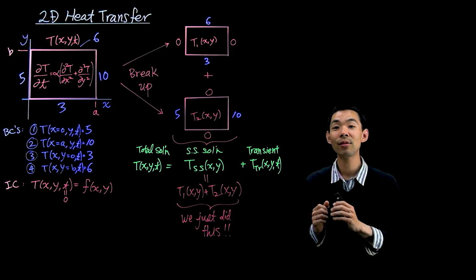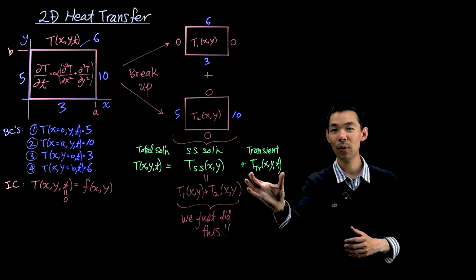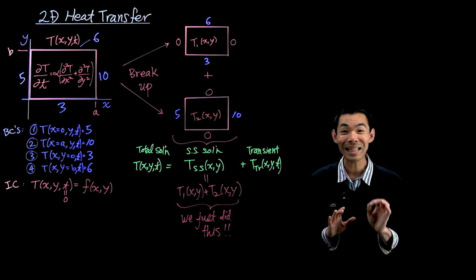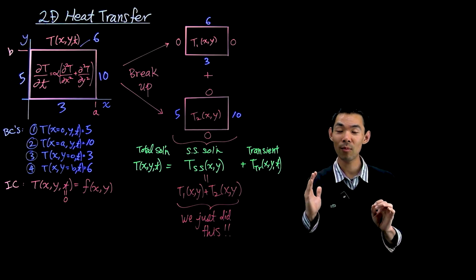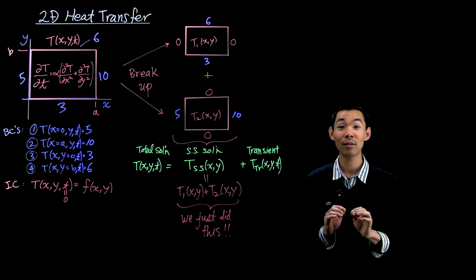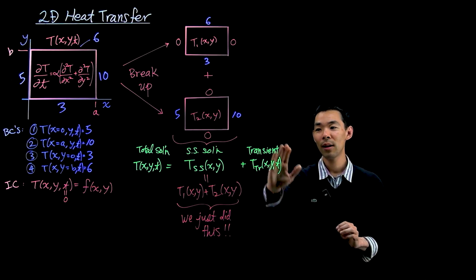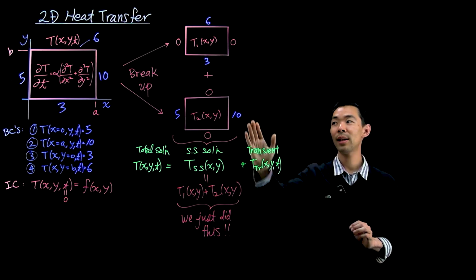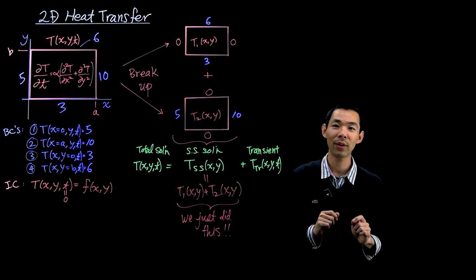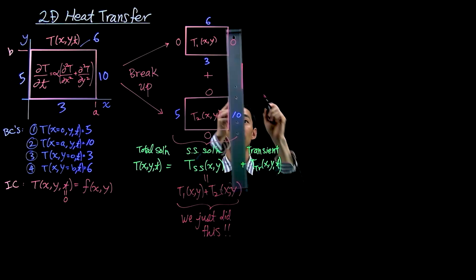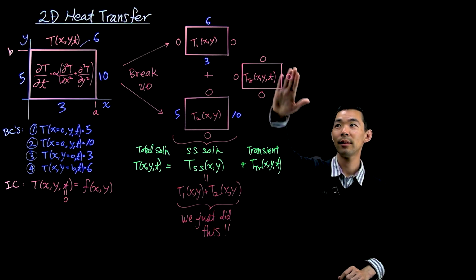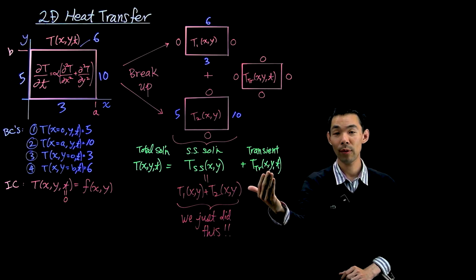Now, we're going to add to that a transient component that depends on time. Same structure as 1D heat transfer with a non-homogeneous boundary condition. Steady state plus transient. Same thing, now extending it to 2 dimensions. Now, the transient problem is going to be this problem with now homogeneous boundary conditions. Let's draw a picture. It would look something like this. This is the transient problem that we're now trying to find.